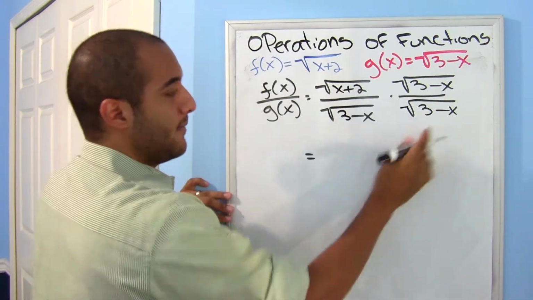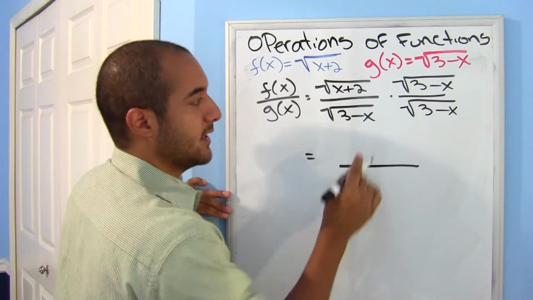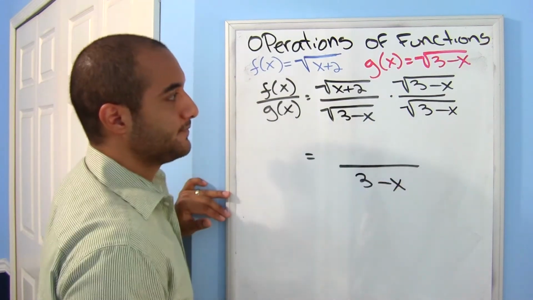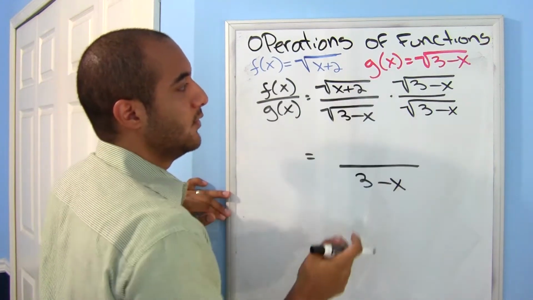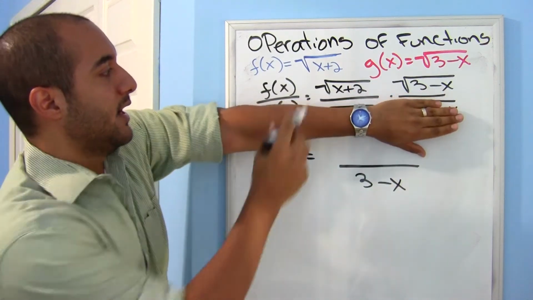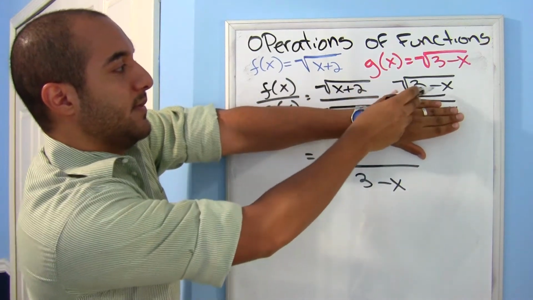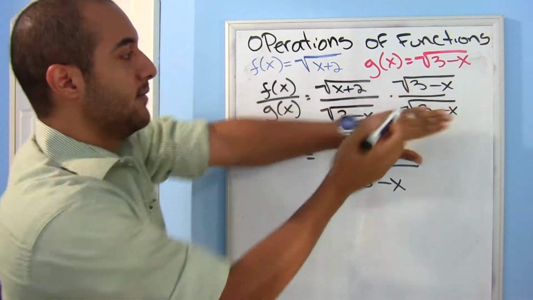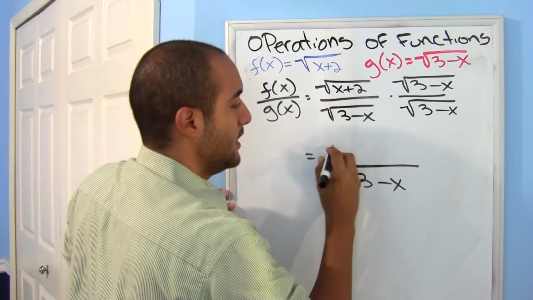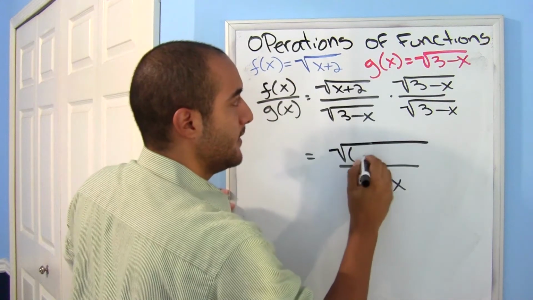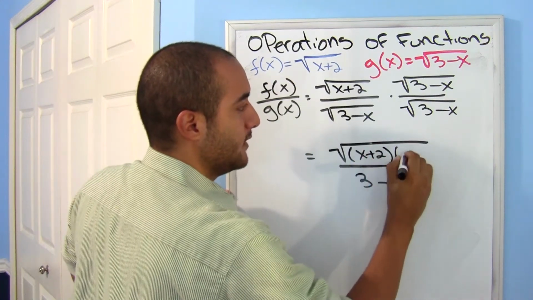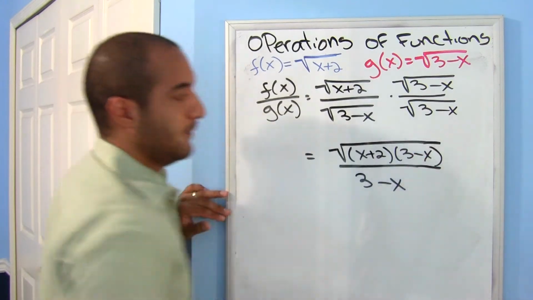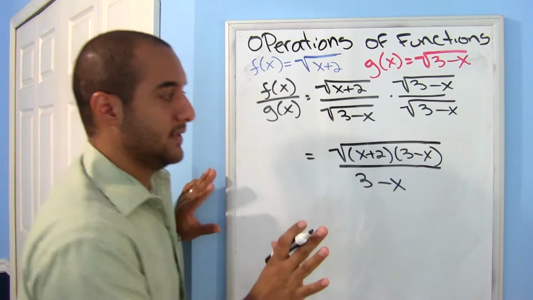So here, my denominator is easier to get. You just write it again, but without the square root symbol: 3 minus x. For your numerator, look at what you have. You have the square root of x plus 2 times the square root of 3 minus x. You've done that before, and you should remember that you just combine what's on the inside. So the square root of x plus 2 times 3 minus x. And there. That's all you have to do.